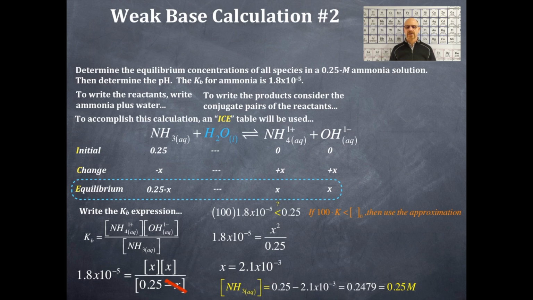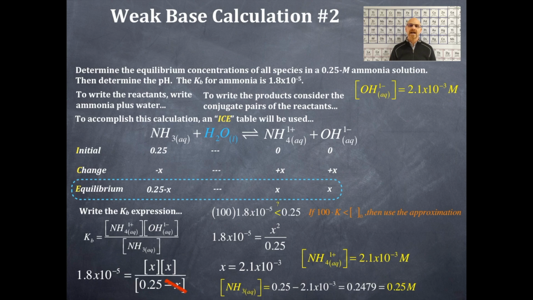All right, fantastic. Now we're going to get the ammonium ion concentration, which is 2.1 times 10 to the negative 3 molar. And then we're going to get the hydroxide ion concentration, which is 2.1 times 10 to the negative 3 molar. So both the ammonium ion and the hydroxide ion concentrations are equal to x, and that's why those values are 2.1 times 10 to the negative 3 molar.